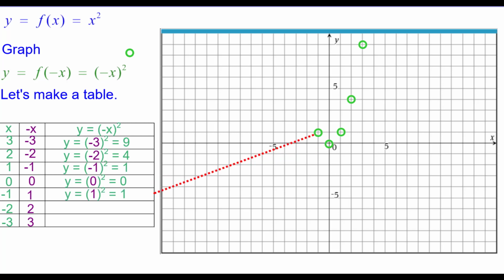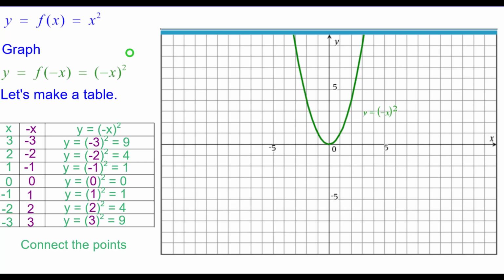The opposite of negative 1 is positive 1. Squaring that, you get 1, so negative 1, 1. The opposite of negative 2 is 2. Square that, you get 4. Negative 2, 4. And finally, negative 3, 9. Connecting the points, this is the graph of y equals the quantity of the opposite of x, squared.